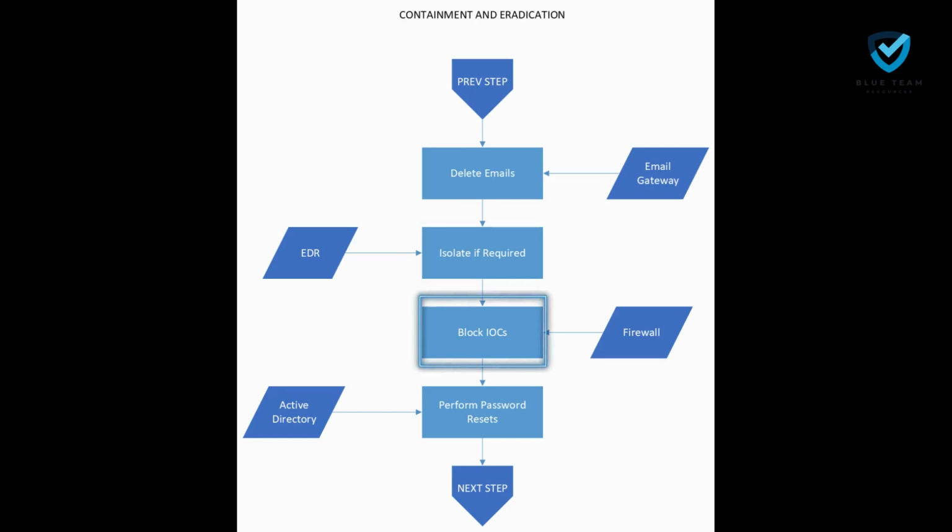Once we've isolated the affected systems, we'll need to block indicators of compromise, or IOCs, on the firewall and web proxy. This is an essential step in stopping the attacker from gaining further access to our network. Now that we have contained the attack, it's time to eradicate any remaining traces. To do this, we perform password resets. This step ensures that if any account credentials were compromised, they can no longer be used by the attacker. With the containment and eradication phase complete, we can now transition to the next phase, which is recovery. In this phase, we'll focus on restoring our systems and getting back to business as usual.